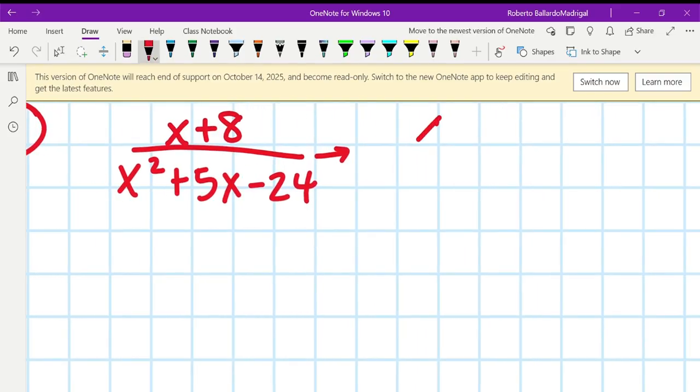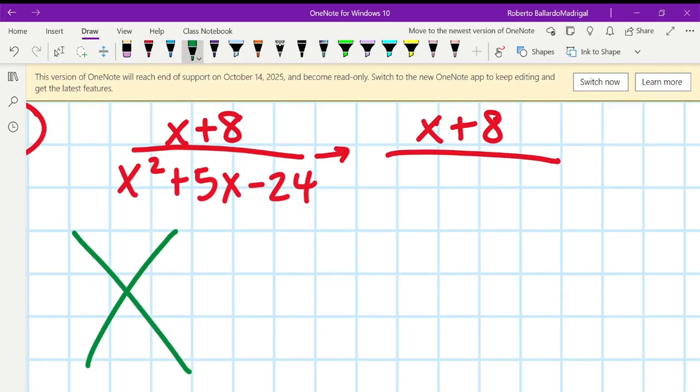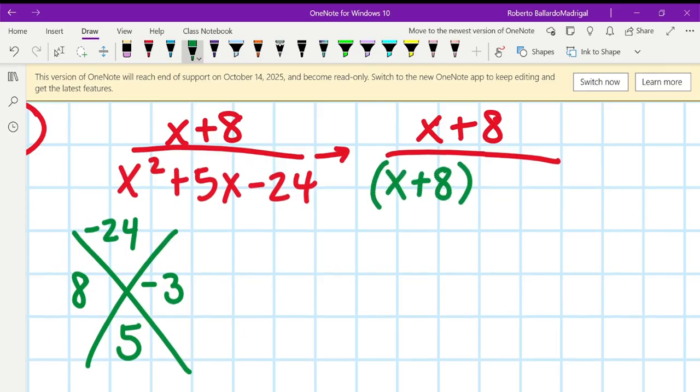We're gonna be left with x plus 8 over. Let's figure out what we get from factoring this. I'm gonna throw this into a giant x. Negative 24 on top, 5 on the bottom. What two numbers multiply to negative 24 that add to positive 5? 8 and negative 3. Very good. So we have 8 and negative 3. So that means we're left with the binomials x plus 8 times x minus 3.